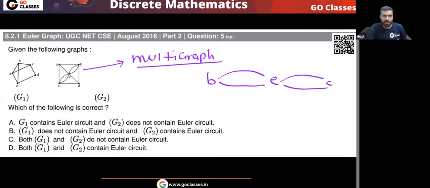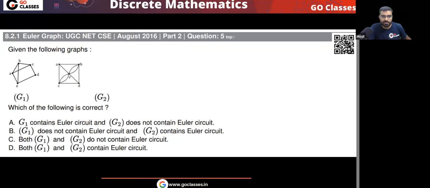So let's see this. For this question, tell me, these are connected graphs. G1 is also connected. G2 is also connected. Yes or no? G1, G2 both are connected. So tell me, what about G1? In G1, you can notice this vertex B. What is the degree of vertex B? That is 3. Yes or no? So G1 does not have an Euler circuit.